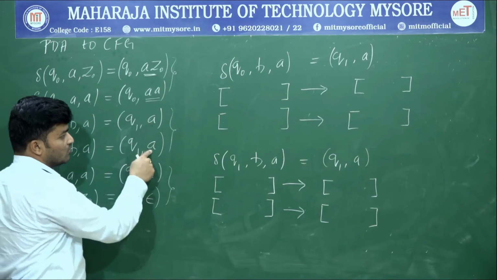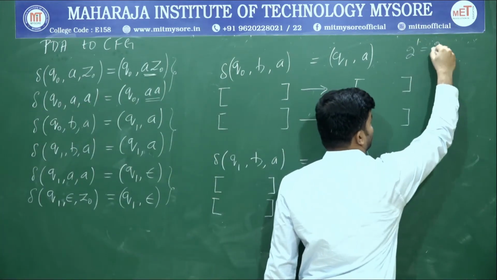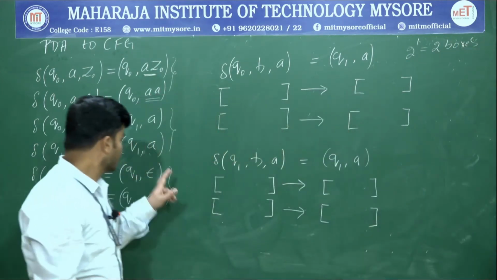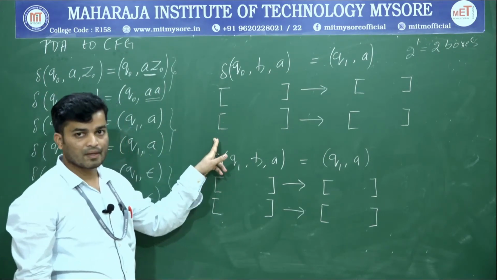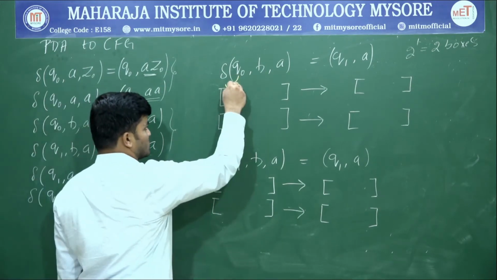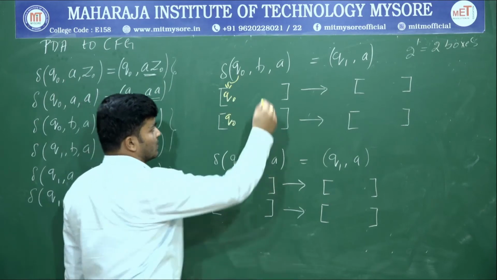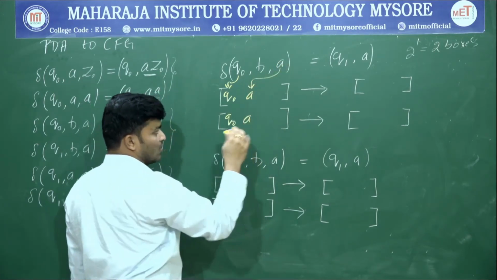So if you have only one term, you have to take 2 to the power of 1, that is equal to 2 boxes. If you have only one term in the right hand side, in that case you have to take only 2 boxes in this particular way. Okay. So now you have to write this Q naught in the first position. So write Q naught in the first position. Okay. Next you write this particular A in the center of the first box.